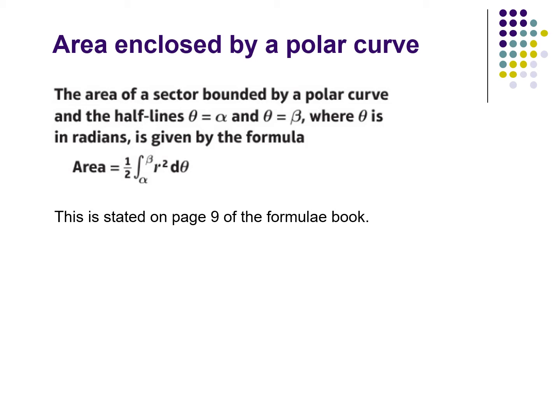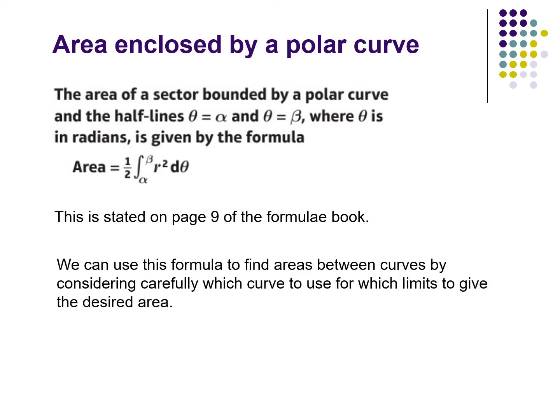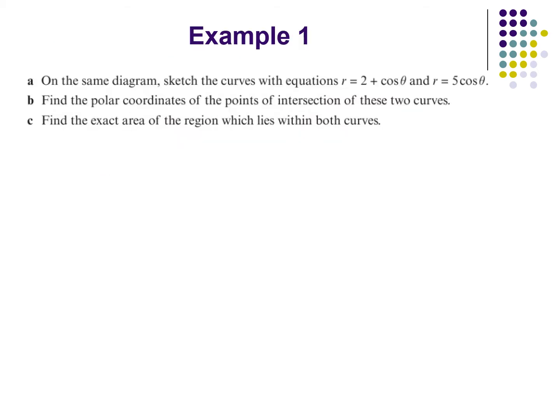And if you remember where that came from, it's because it's the area of a sector, which is your half r squared theta. Now, what we've got to think carefully about for this, and quite often the questions will get you to maybe draw a diagram first, which you can use to help you. If they don't, then you certainly should do that. So we can use that formula to find areas between curves by choosing which of the curves we're going to integrate between which limits. Okay, so probably the best way to do this really is to have a look at a couple of examples. Okay, so here's our first example.